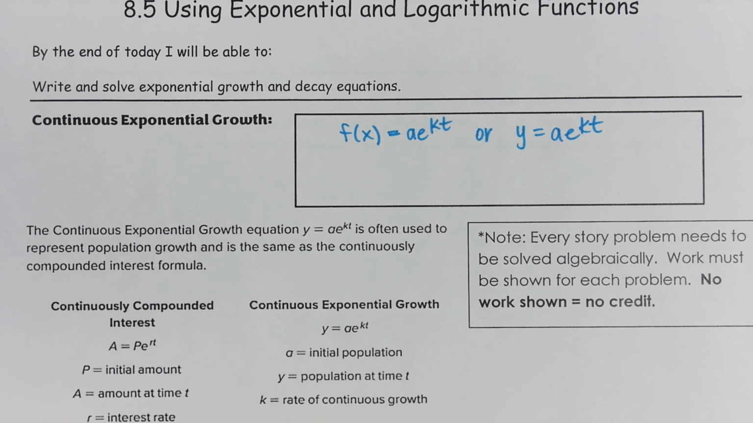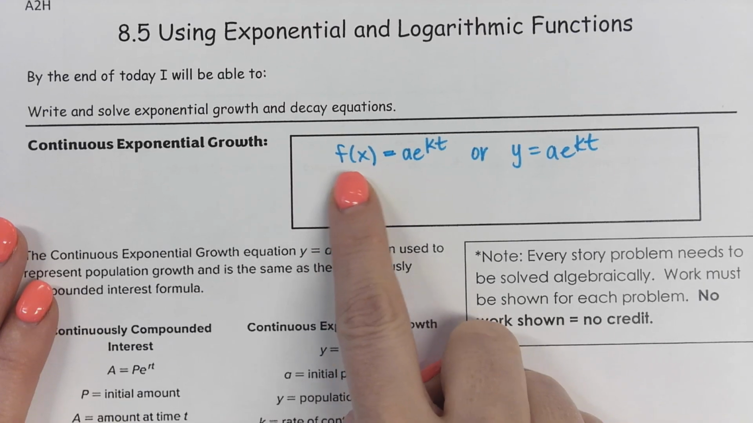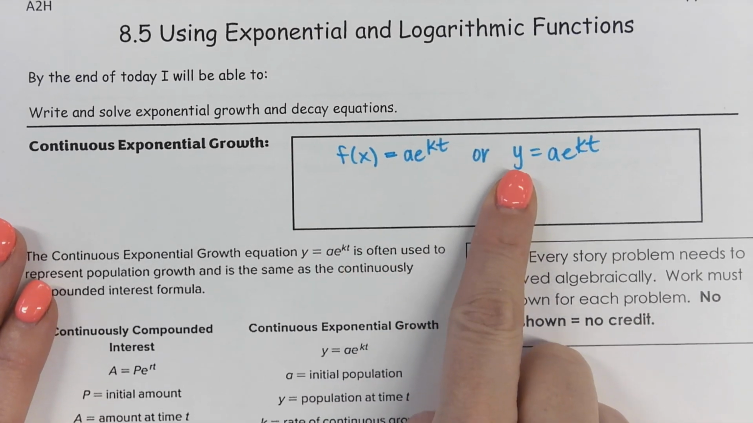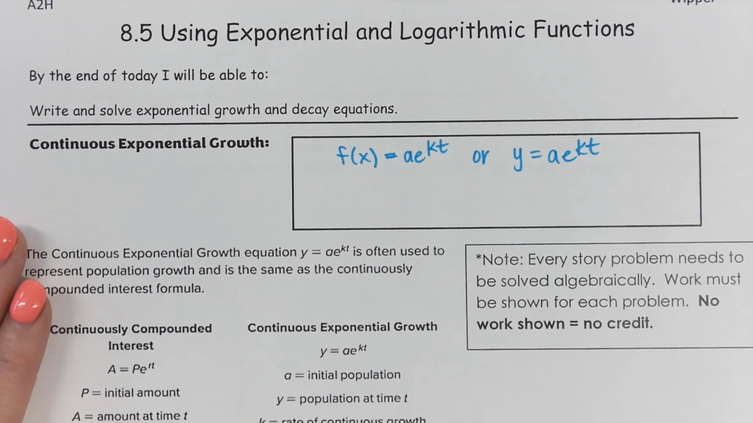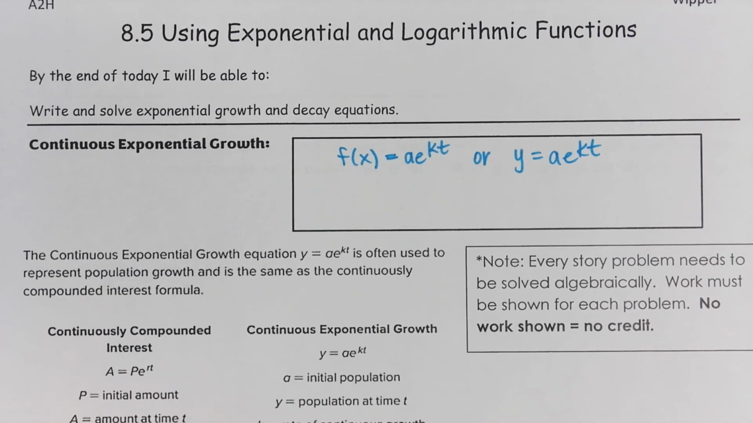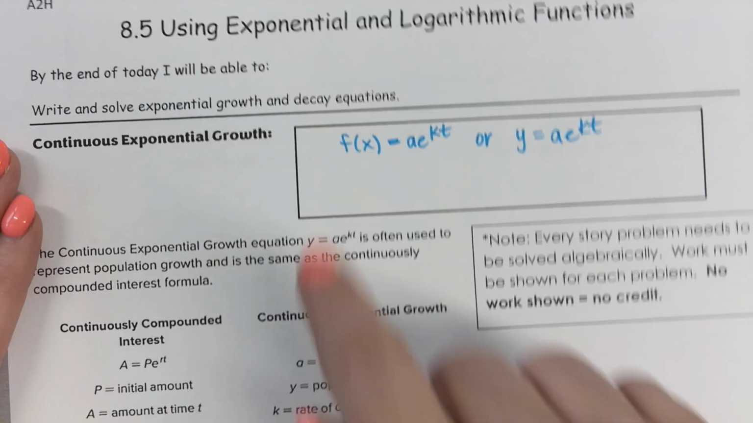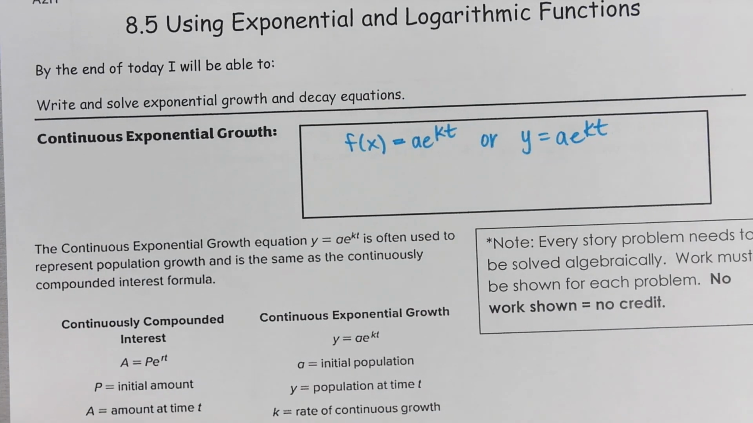So in 8.5, we're using exponential and log functions, which we've already done some of in 8.4. Our focus is going to be on exponential growth and decay equations. So continuous exponential growth, the only difference between these is f of x equals and y equals. You just have to have one of them: y equals ae to the kt power, or f of x equals ae to the kt power. So you'll see either f of x function form or you'll see your y. Really, that should be your f of t.